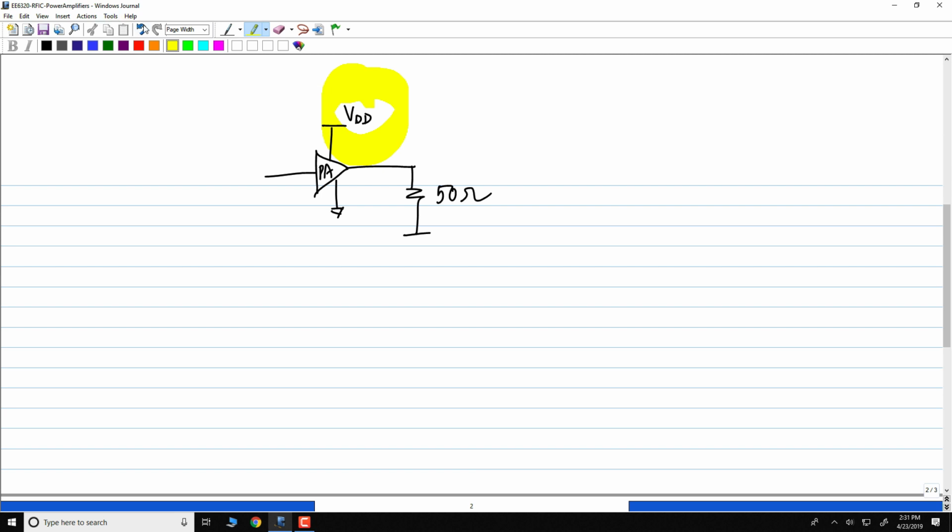Very good. Now, before we go ahead with the rest of the stuff, let us say of course the power amplifier also requires gain, correct?